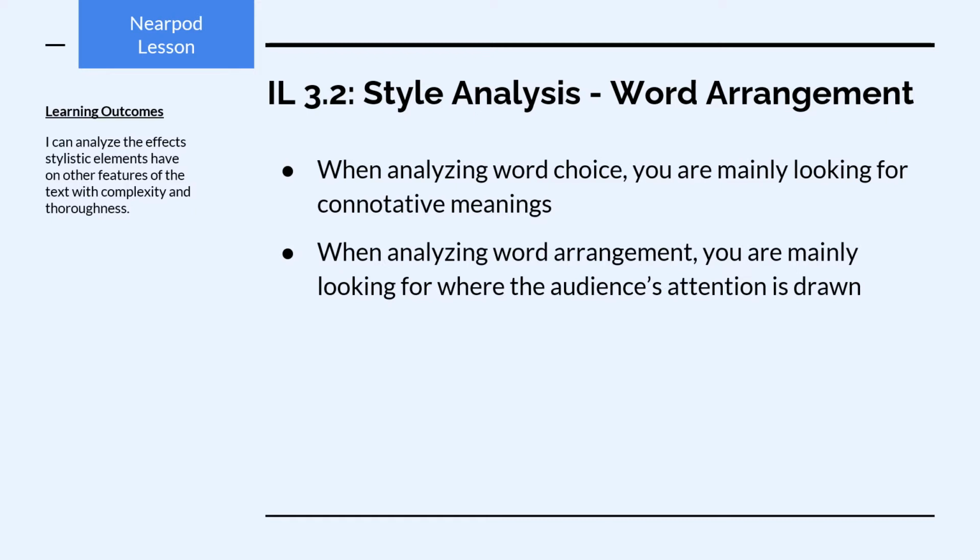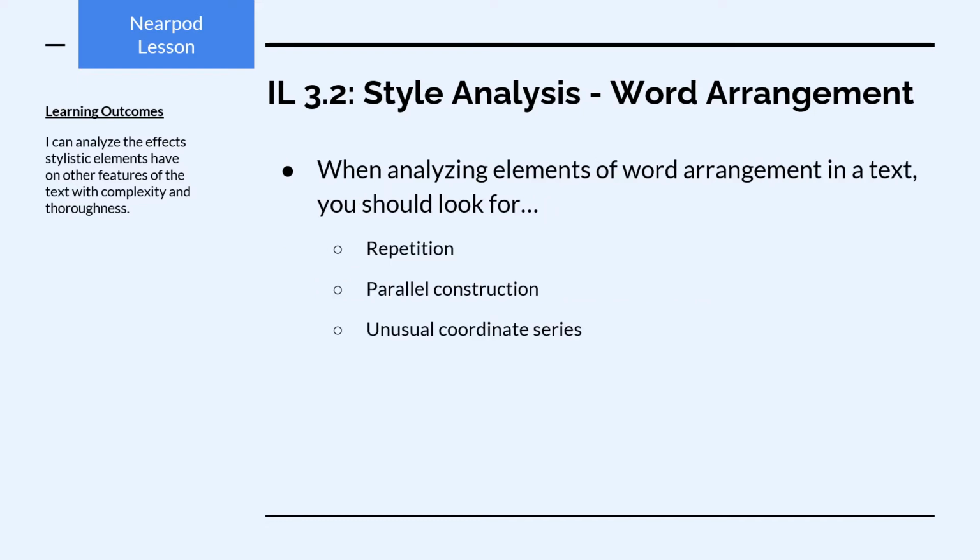When you're analyzing elements of word arrangement, you're mainly looking for where the audience's attention is drawn. That's because the way in which we construct sentences can manipulate the focus of that sentence and the ideas that are emphasized because of that arrangement. So here are the three big things you need to look for when looking for elements of word arrangement. You should look for repetition, parallel construction, and any unusual coordinate series.